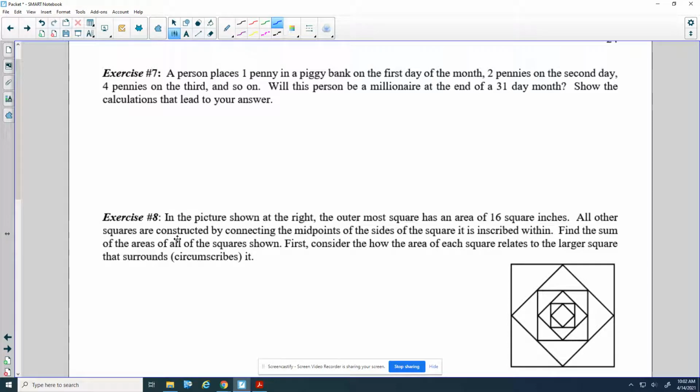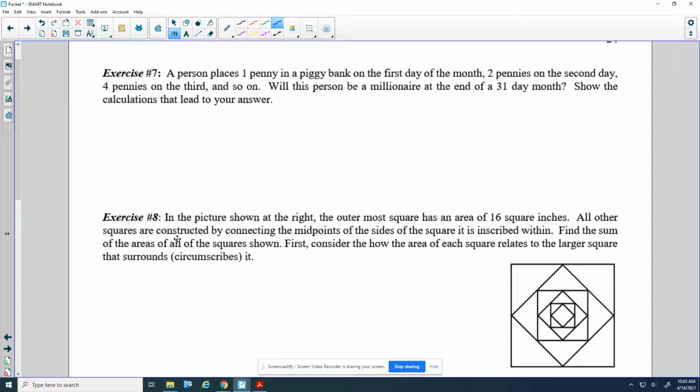So we aren't doing most of the word problems this unit, but I just wanted you to see a couple, like how would I use these formulas to solve different types of practical problems. So this first one says, and you might have heard this problem in ninth grade, you did it the brute force method way. A person places 1 penny in a piggy bank on the first day of the month, 2 pennies on the second day, 4 pennies on the third, and so on. Will this person be a millionaire at the end of a 31-day month?